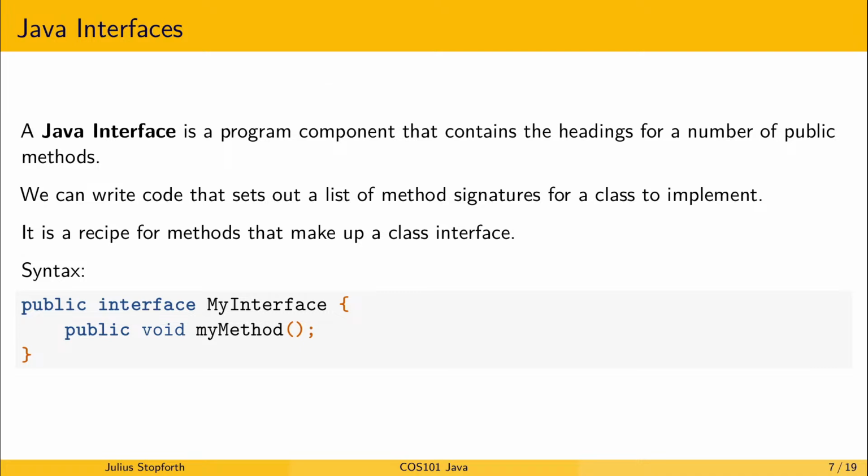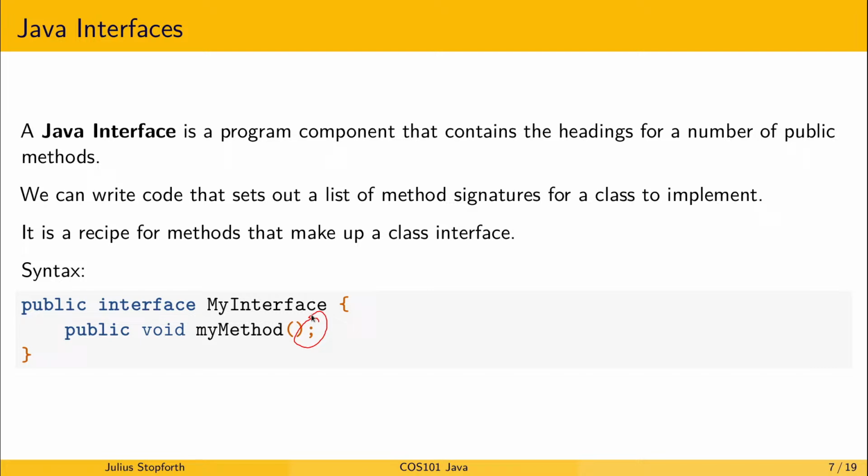Yes, but an interface doesn't have any attributes. Instead of class, you're saying public interface. But notice that the method is ended with a semicolon. You don't actually add the code for the method. Does that make sense? So there's no body.